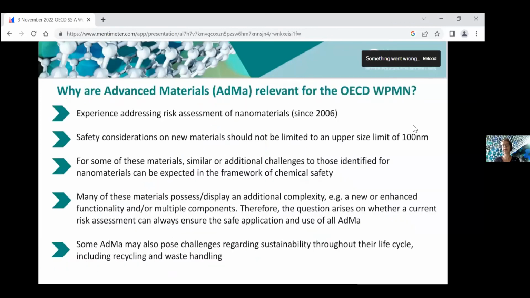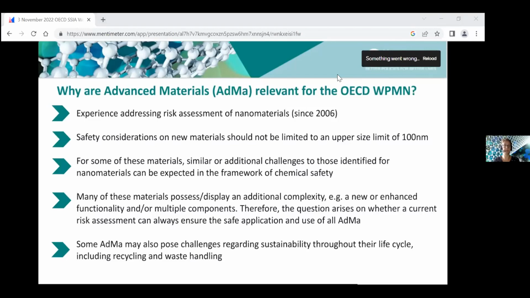So why is advanced material also relevant for WPMN? Since 2006, WPMN has been involved in addressing the risk assessment of nanomaterials. But during this work, it has become more and more obvious that safety considerations should not be limited at an upper size limit of 100 nanometer, which is used as a definition for nanomaterials.